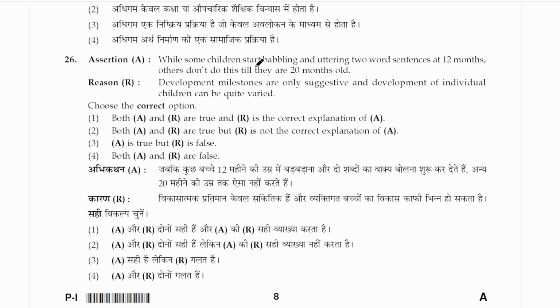Well, some children start babbling and uttering two-word sentences at 12 months. Others don't do this till they are 20 months old. So individual differences are coming in and babbling generally happens at this age. The reason they are saying is developmental milestones are only suggestive and development of individual children can be quite varied. Correct. So because this is true and correctly explains this, both A and R are true and R is the correct explanation of A.